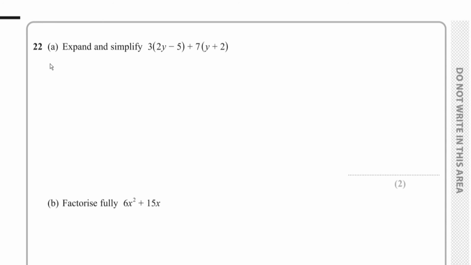Question number 22, part A. Expand and simplify 3 multiplied by 2y subtract 5 plus 7 lots of y plus 2. 3 multiplied by 2y, that's 6y. 3 multiplied by -5, that's -15. 7 multiplied by y, that's 7y. 7 multiplied by 2, that's 14. And if we simplify all this, 6y plus 7y, that's 13y. -15 plus 14, that's -1.